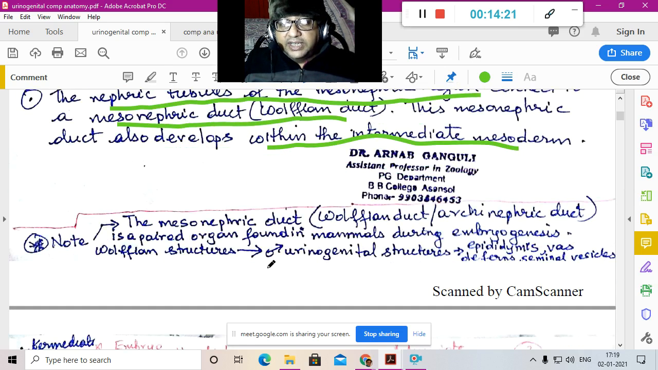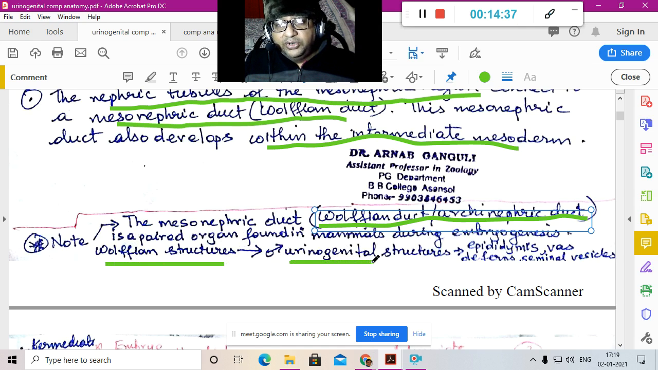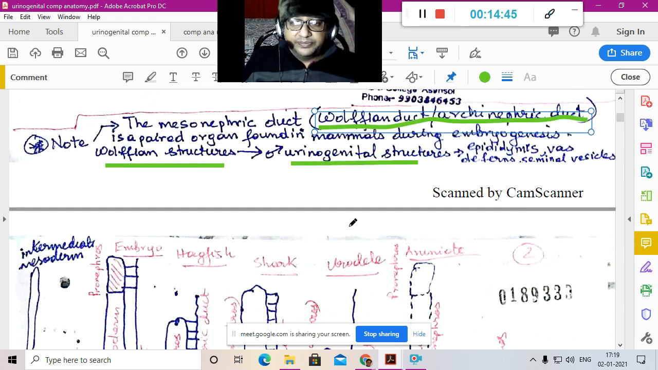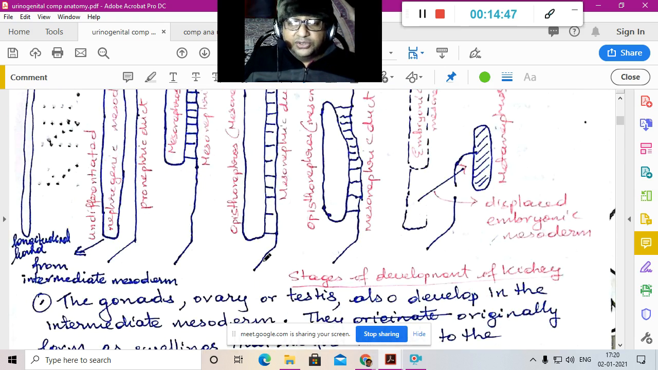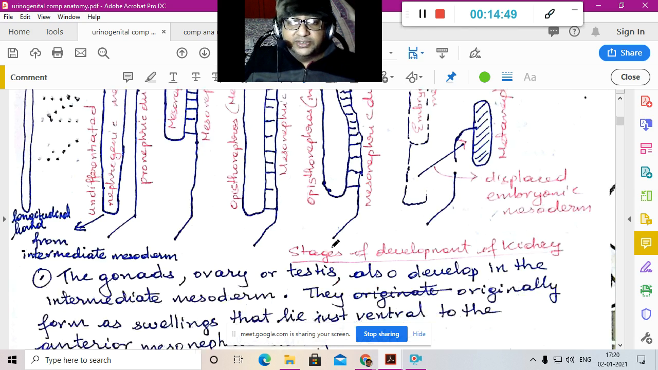Now there is a little note: the mesonephric duct, or Wolffian duct, which some people call the archinephric duct, is a paired organ found in mammals during embryogenesis. Another term used is Wolffian structures. They are the male urinogenital structures, also known as the Wolffian structures.